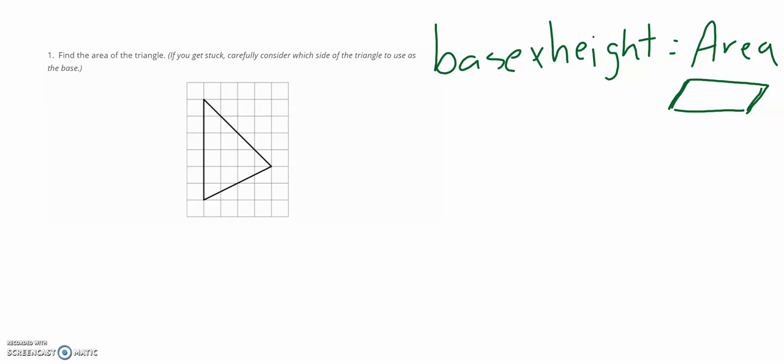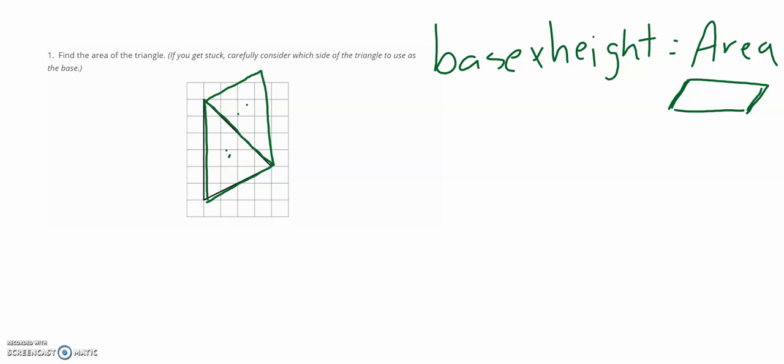And we also know that if you take a copy of any triangle, you can make a parallelogram. Any triangle can be copied and made into a parallelogram. Here we see two triangles and they make a parallelogram.